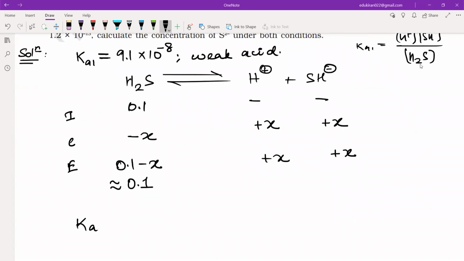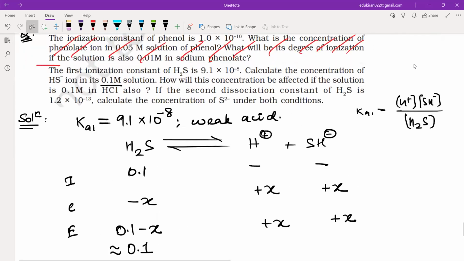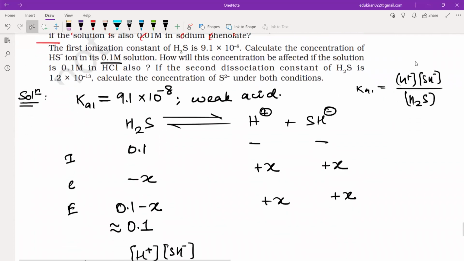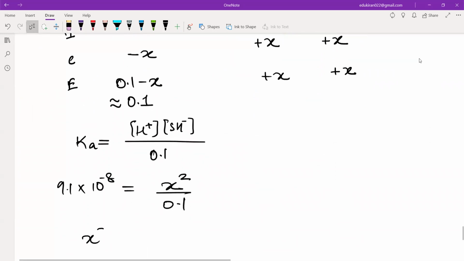Now you can write Ka, which will be equal to the concentration of H positive into the concentration of SH negative upon 0.1. Correct? Yes, sir. Ka is given as 9.1 into 10 to the power minus 8. So this equals 9.1 into 10 to the power minus 8. H plus is x and SH negative is also x, so this will be x square divided by 0.1. So x square is equal to 9.1 into 10 to the power minus 8 into 0.1.